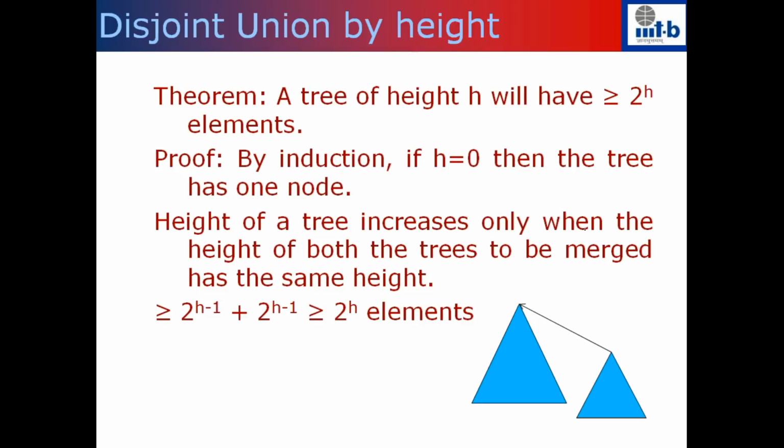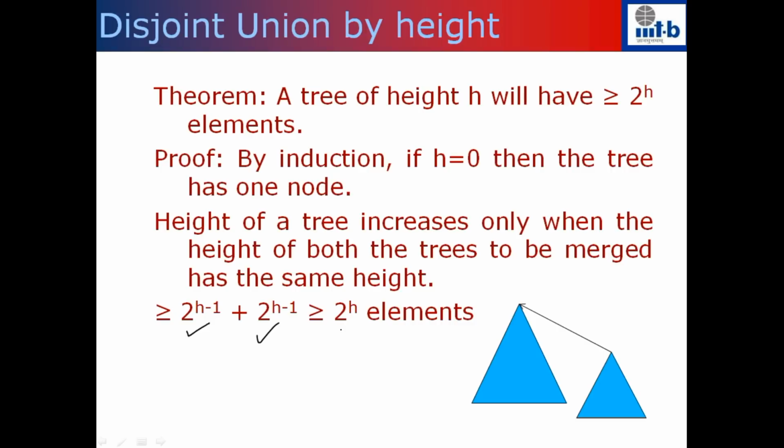In this case, we are going to show that a tree with height h will have at least 2 to the power h number of nodes. Again, the proof is by induction. If h is 0, then the tree has only one node. The height of a tree increases only when the heights of both the trees that are going to be merged are the same. So if both the trees have the same height h minus 1, by induction both the trees will have at least 2 to the power h minus 1 number of nodes. So after you merge these two trees, the height of the tree becomes h, and you have 2 to the power h number of elements.